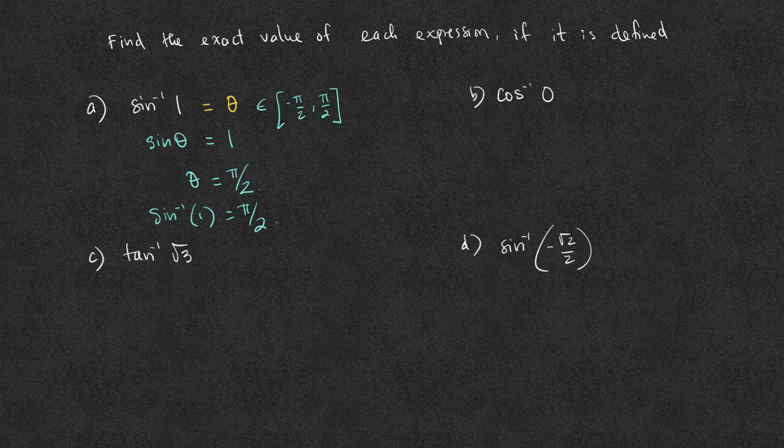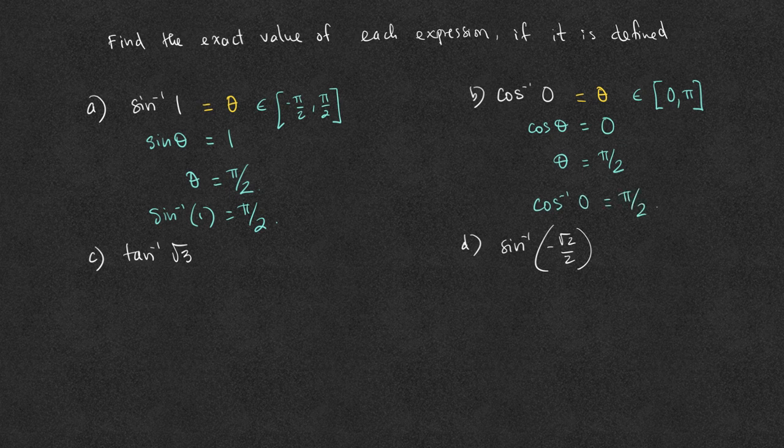Similarly, we will let cosine inverse of 0 equal theta and rewrite this as cosine of theta equals 0, where this angle theta is in the restricted domain 0 to pi. We then look at the unit circle to see where it is that cosine of the angle equals 0, and that angle has to be pi over 2. Pi over 2 is in this restricted domain, and so we conclude that cosine inverse of 0 equals pi over 2.